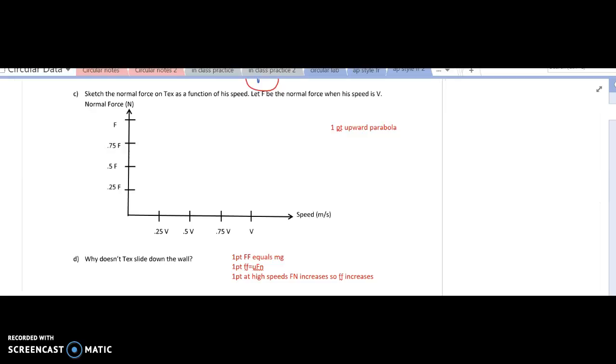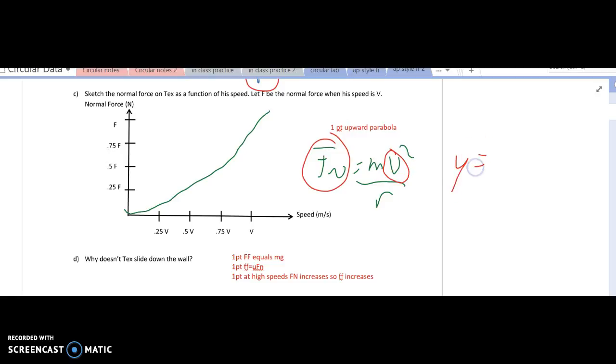The next problem, you get 1 point for having it be an upward parabola, something like this, right? And that's it. Now, why is it like that? Well, I can see the relationship between Fn and velocity, right? So I have Fn on my y-axis, v alone on my x-axis. This would be like y equals x. But I can see it is squared. So y equals x squared. You know, the shape of that is a parabola.